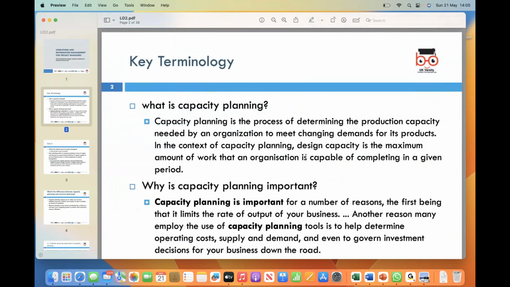Okay. So, today we will start with what is capacity planning and why is capacity planning important. So capacity planning is basically the process of determining the production capacity required by an organization to meet the changing demands for its products. In simpler terms, it is about figuring out how much a company needs to produce and satisfy customer needs.